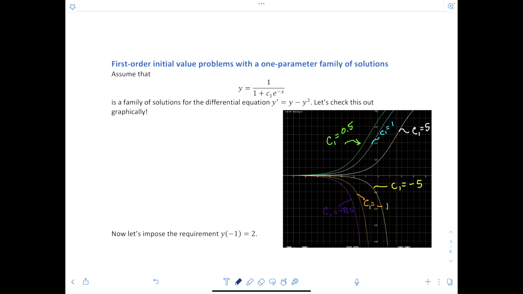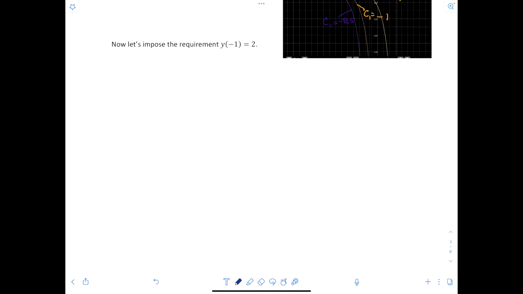And that original equation, of course, was all for y equal to 1 over (1 plus C1 e to the -x). So you've got infinitely many solutions, depending on what that constant is. I need to take a look at finding C1 when x is -1 and y is 2.